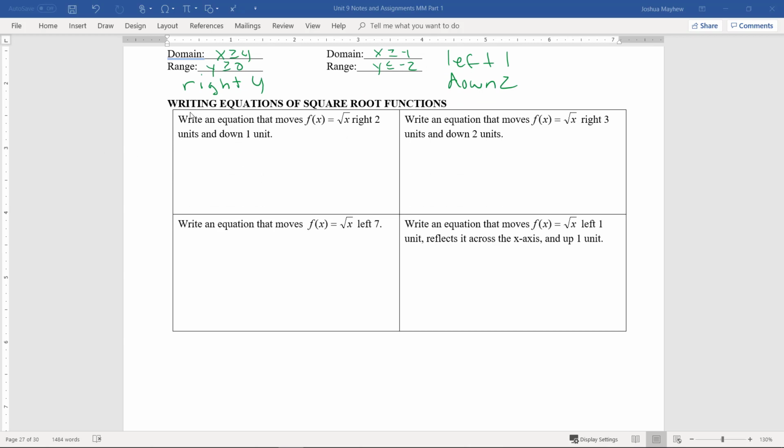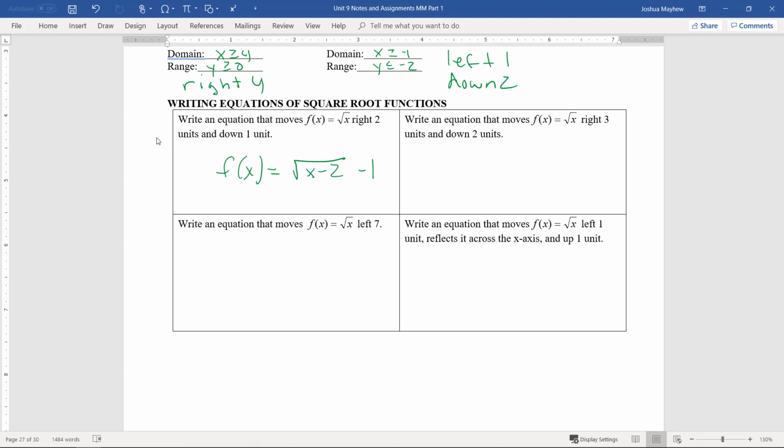Okay, all right, it says write an equation that moves f of x equals the square root of x right 2 units and down 1 unit. Okay, so if we have a movement to the right 2, that's going to happen on the inside of that square root, and it'll be opposite. So going to the right means we need to subtract 2. And then a shift down 1 will be outside of the square root, minus 1. So your equation looks like that. Okay, let's look at the next one.